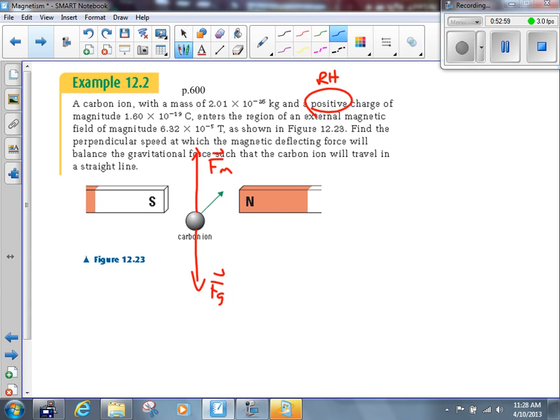We want to find the speed at which that happens. Let's say Fm, the magnitude of the magnetic force, is equal to the magnitude of the gravitational force. If they balance each other, then they've got to be equal. QvB is equal to mg. And let's solve for v.